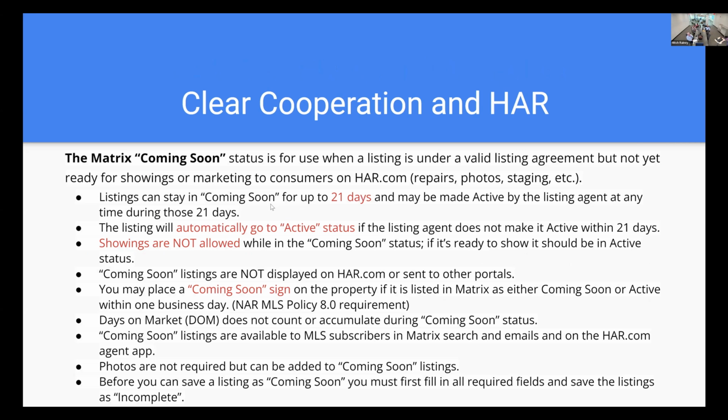When it's Coming Soon, it can be on there for up to 21 days. You do not have to have pictures, but I have noticed lately that they will send you a correction notice that you're missing pictures. You have to have X number, depending on the type of transaction, when it goes live. It will automatically go to active status after the 21 days. You cannot show the property while it's Coming Soon.